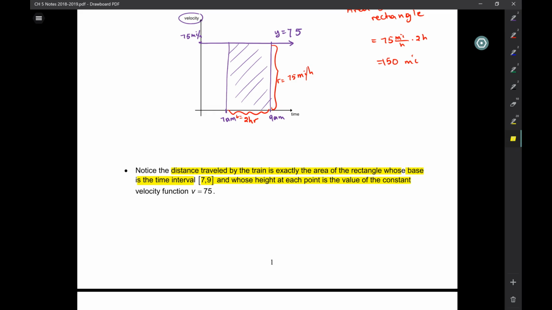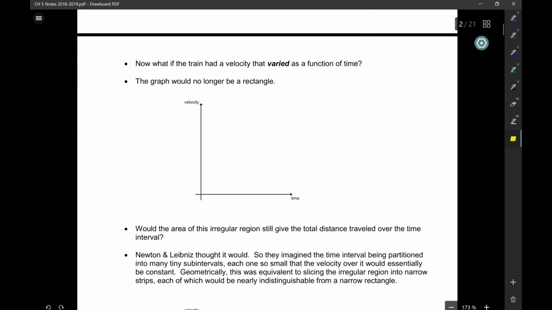All right? Okay. And we've done this before. Like, we know that the distance from here to here is the equation. We were doing this with their optimization problems. Okay. Now, what if the train had a varied velocity? What if the velocity varies as a function of time?